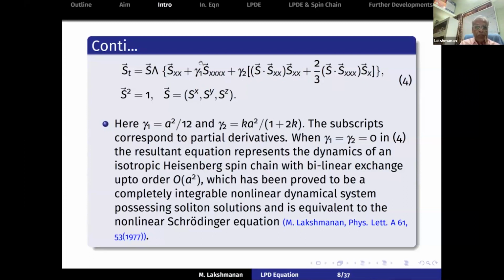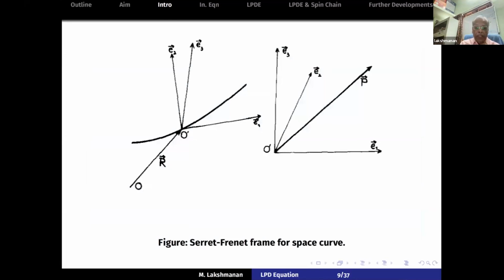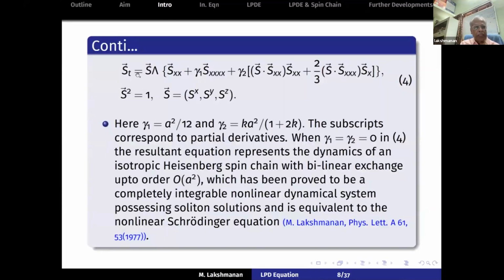When both gamma 1 and gamma 2 are equal to 0, you have the standard isotropic Heisenberg spin chain, which has been proved to be a completely integrable nonlinear dynamical system possessing soliton solutions, and is equivalent to a nonlinear Schrodinger equation as early as 1977. Then you have a unit spin vector S, which is a function of the components X and Y. The upper index X corresponds to the components, but the lower index X corresponds to the derivative with respect to spatial coordinate X and T.